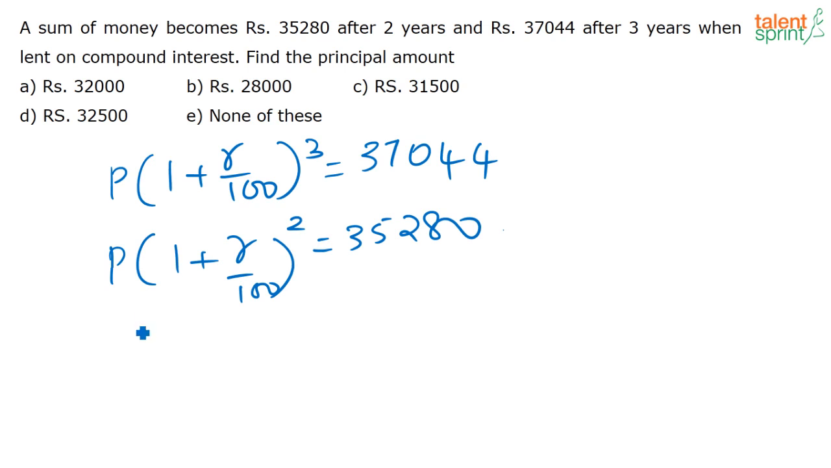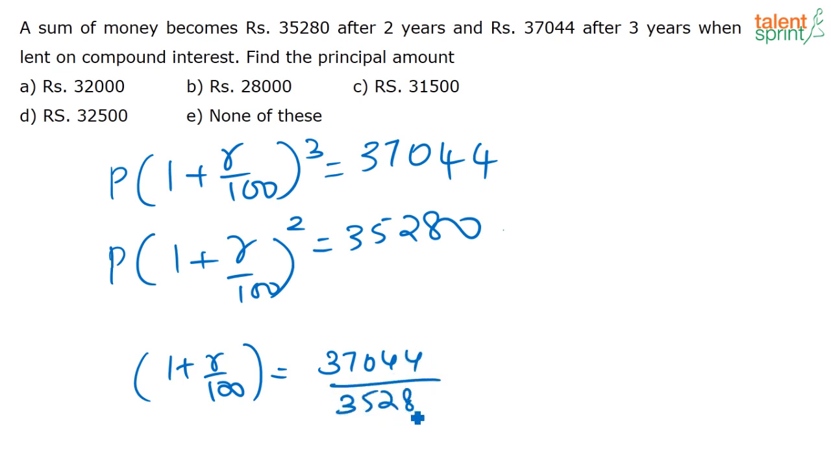See how I approached the question. I divided both the equations, found the value of R and then went on to find the value of P. So if I divide both the equations, we get 1 plus R by 100 equal to 37044 by 35280, correct? Now this calculation is a bit tough.